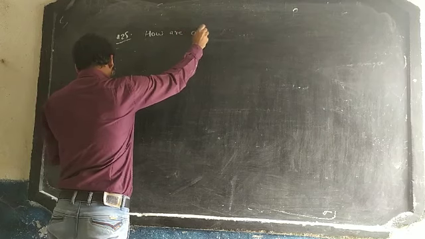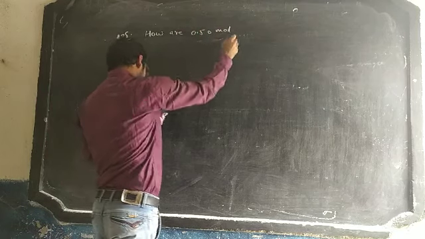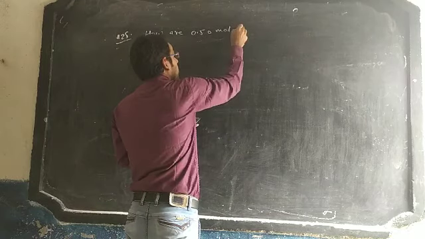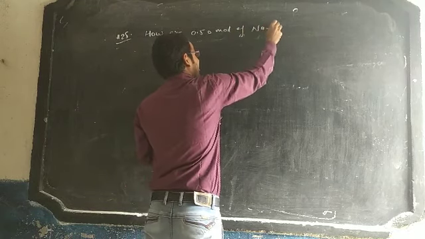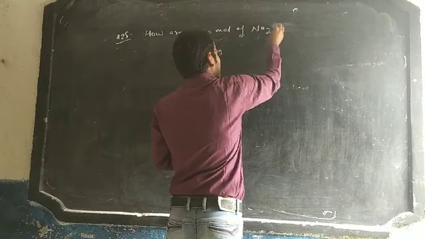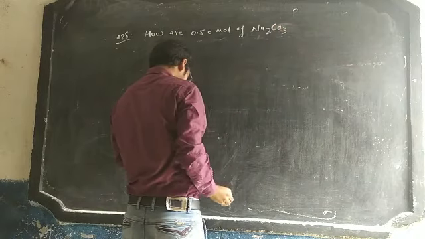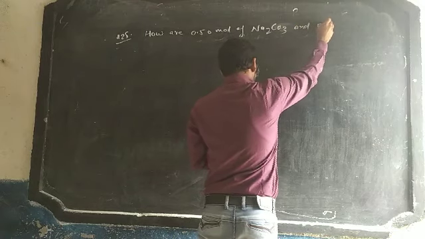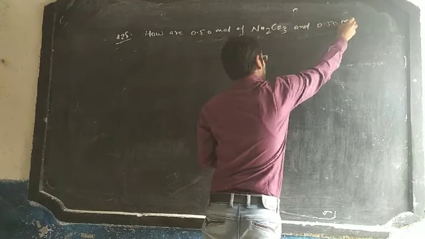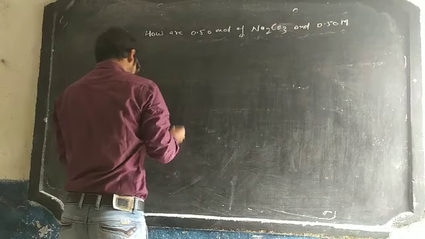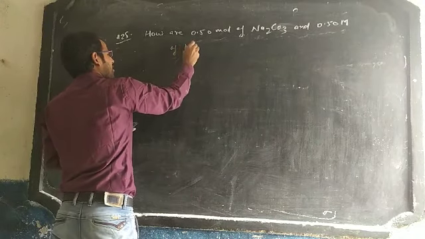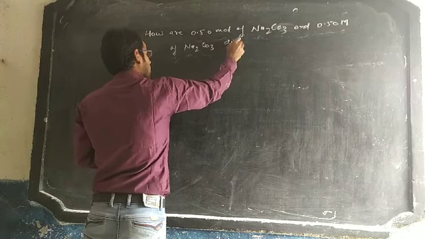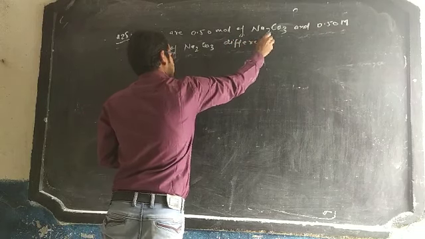How are 0.50 mole of Na2CO3 and 0.50 molarity of Na2CO3 different?